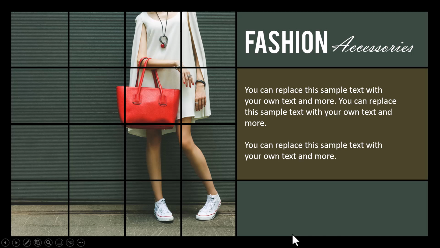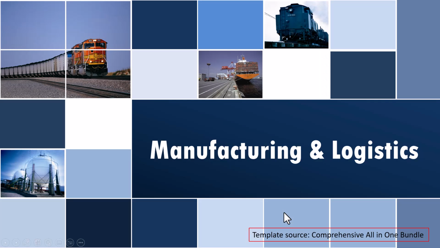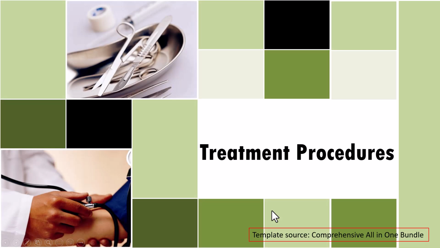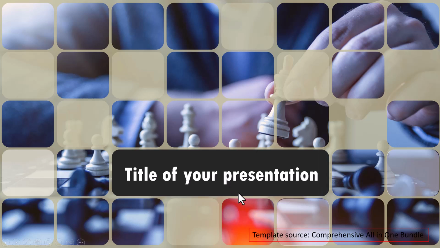Now the best part about using grids is you can create a content slide like this and also a title slide like this. Can you see here, I've used custom animation to make sure that this grid really comes to life. Of course, you can choose the photos to match your content. And also, you can vary the transparency of the various elements and make sure that the slide design really looks attractive. Of course, these are all examples taken from our comprehensive all-in-one bundle.